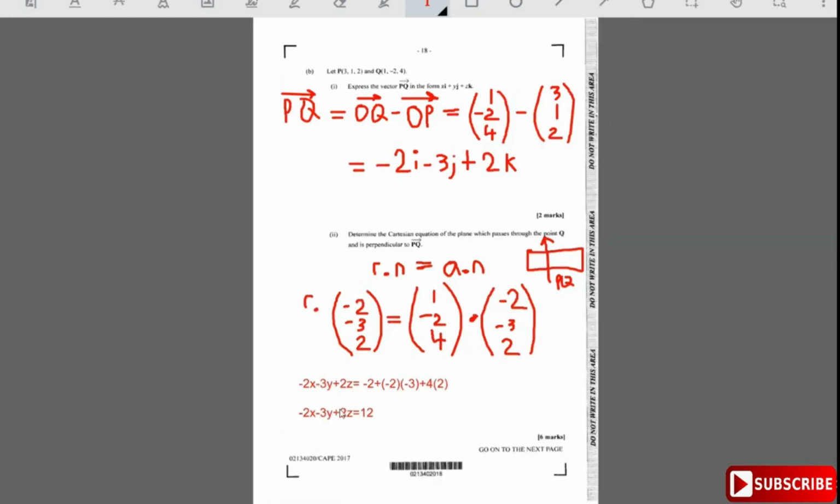That takes care of this question. So this is the equation of the plane. All right, the Cartesian equation of the plane is minus 2x minus 3y plus 2z equal to 12. Nice and easy.